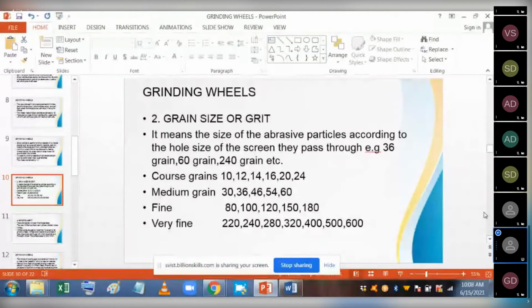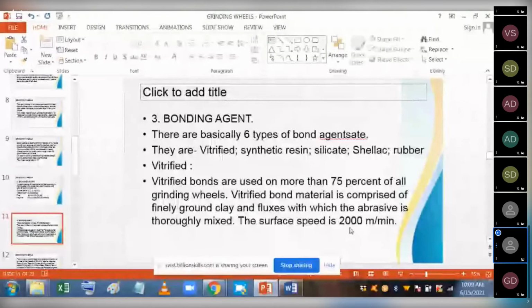So it is decided by the hole size of the screen, and the hole size will reduce if you have more holes in 1 square inch of a screen. This is similar to the concept of mesh. If you remember the mesh concept, it is the number of holes in 1 square inch of a particular net. The same concept is applied here: the larger the number of holes in a particular area of the screen, the smaller will be the size of the particle. So we know what grain size and grit are. Now, bonding agent. There are basically 6 types of bonding agent. Please listen to this.